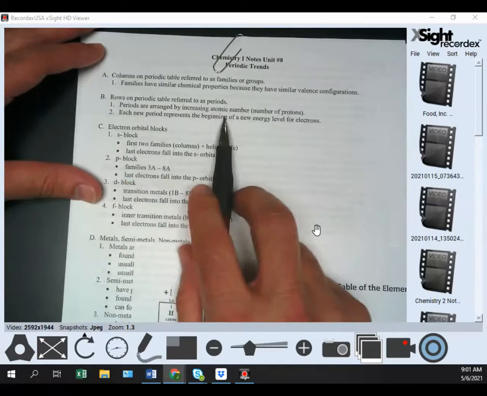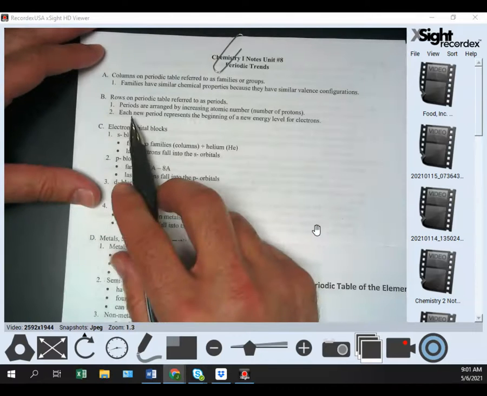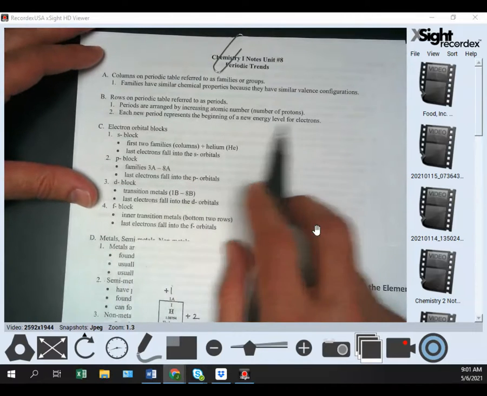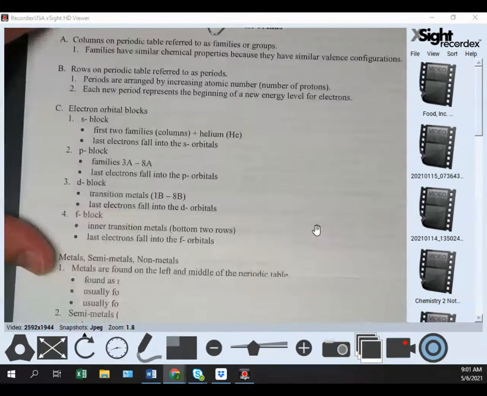Periods are arranged by increasing atomic number, the number of protons. You guys already know that. Each new period represents the beginning of a new energy level for electrons. You probably don't know that. We'll get into that a little more later.